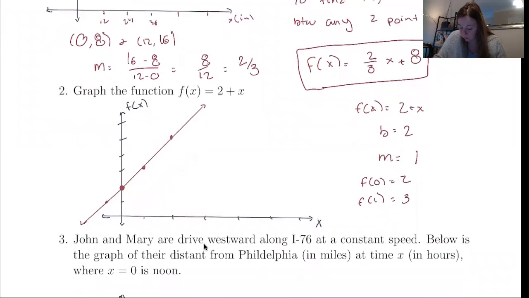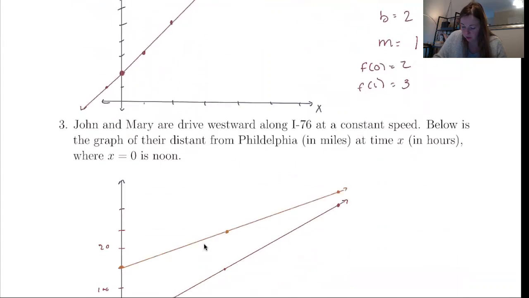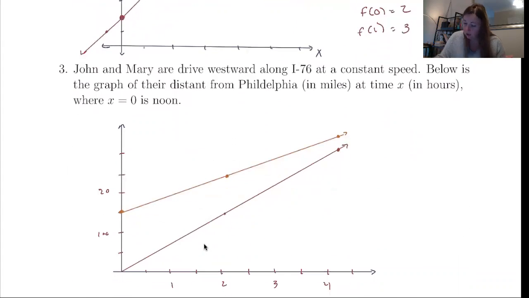Okay. So this is one of my favorite problems. I really like this cool problem. So John and Mary are driving westward on I-76. Fun fact, interstates that are even numbers are east to west and odd numbers go north and south. So 77 goes up, 22 goes that way.